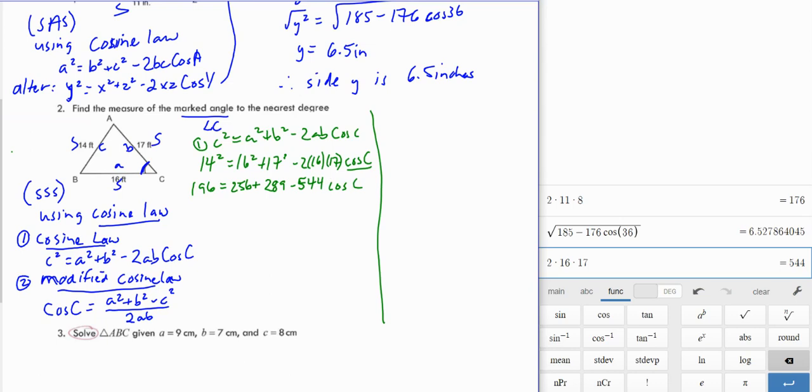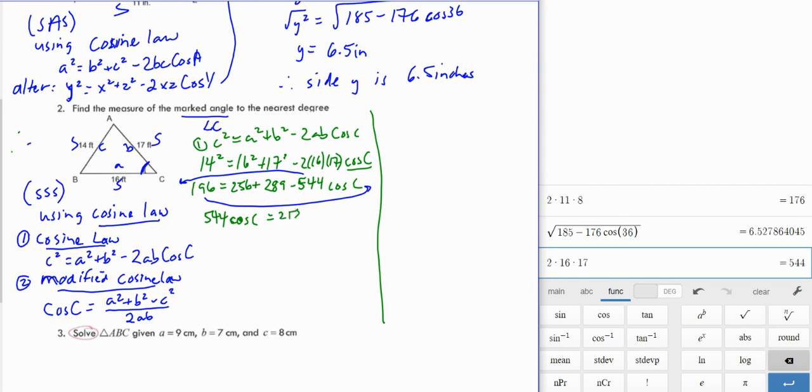Now, because this is negative, I don't really want it to be negative. So I'm going to bring this one over here, and it's going to change the sign. And then I'm going to bring this guy over here, and it's going to change its sign. So this whole chunk is now 544 cos C, and now it's on the left side. And nothing changed here. I had 256.